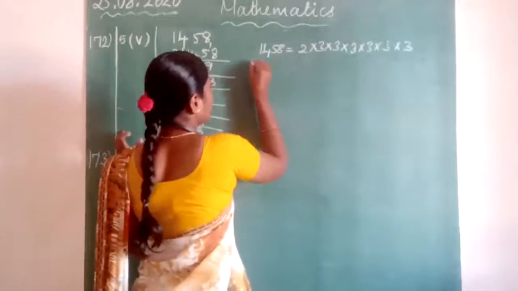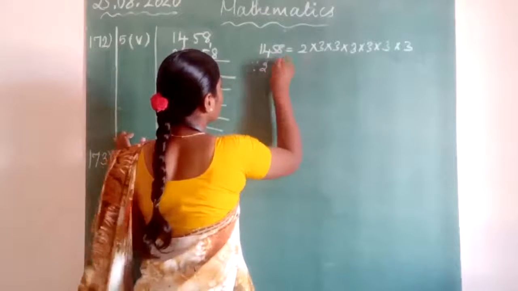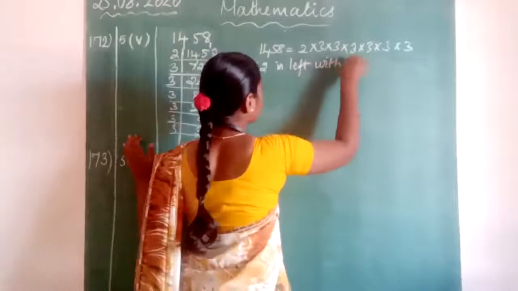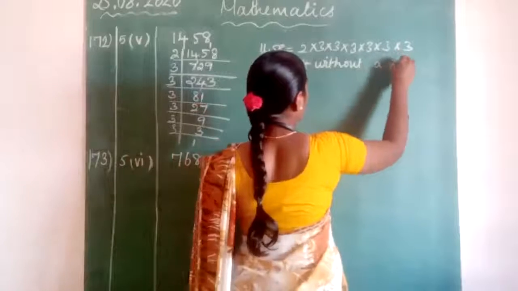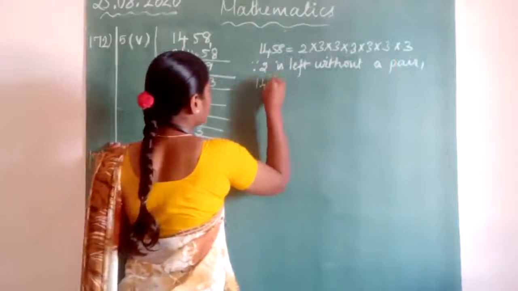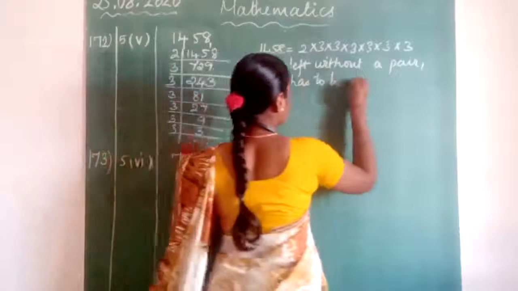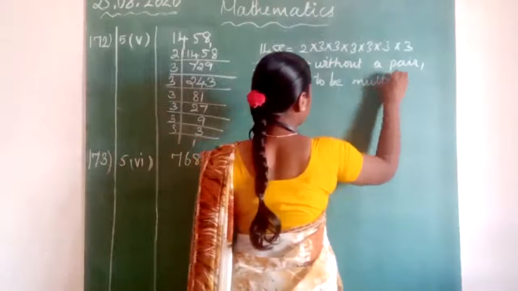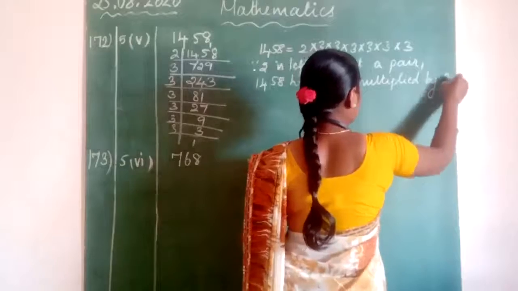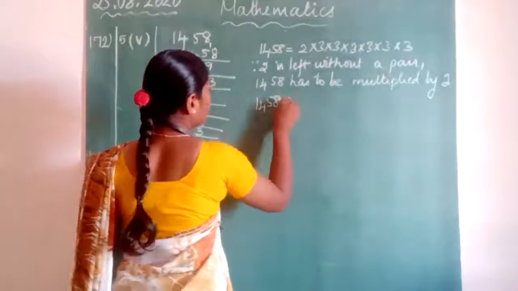So you will write, since 2 is left without a pair, 1458 has to be multiplied by 2. Okay, so what is 1458 multiplied by 2?